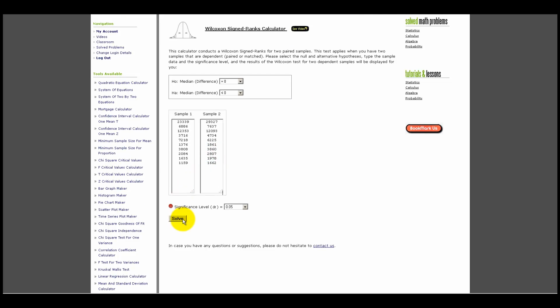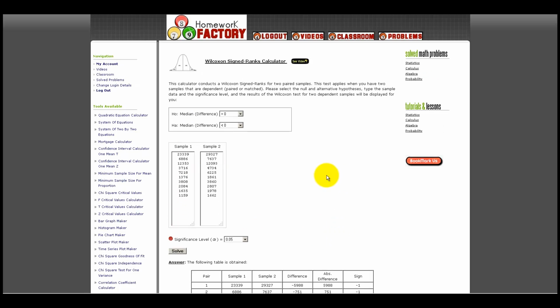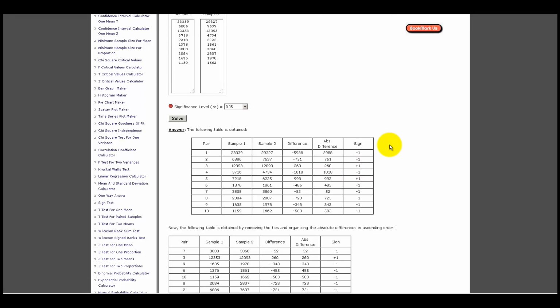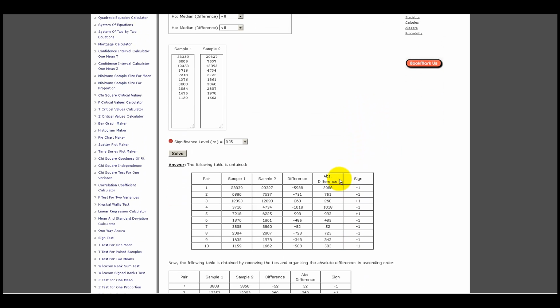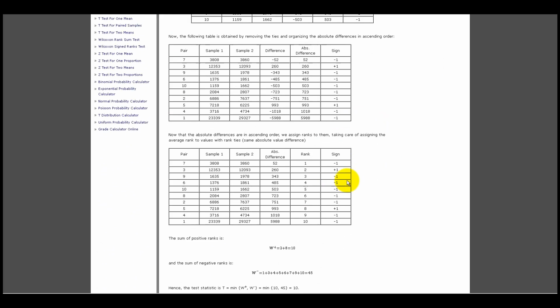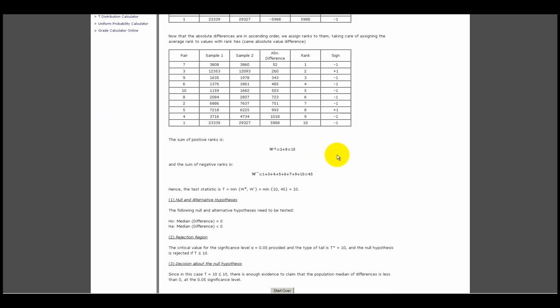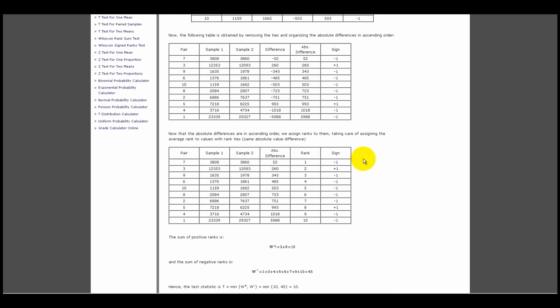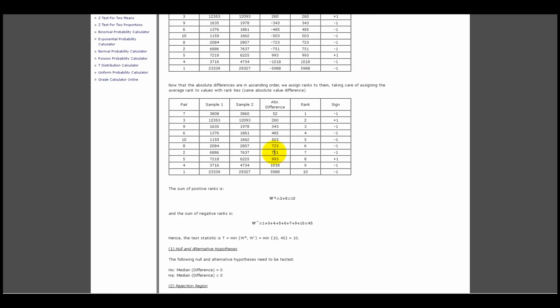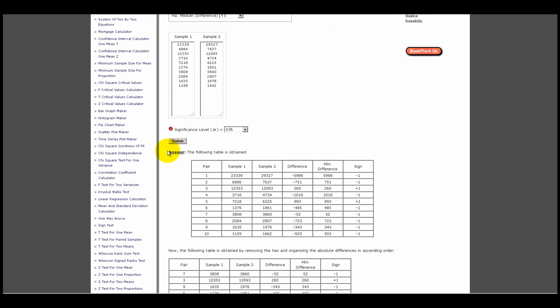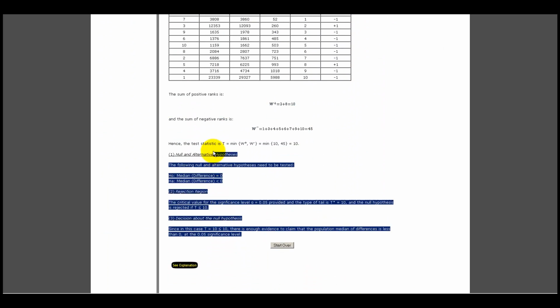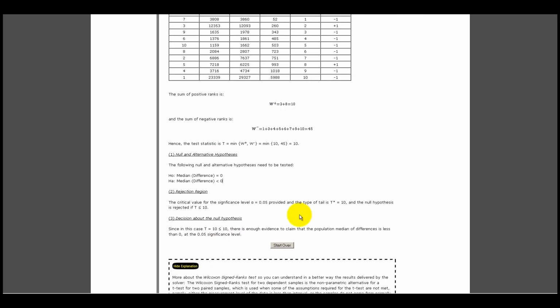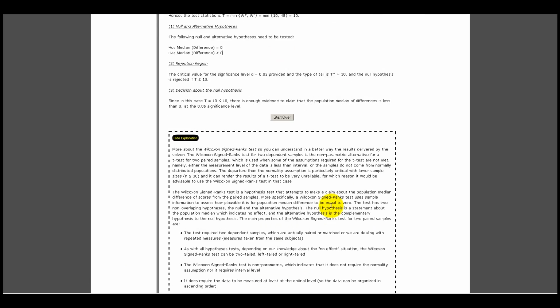And what we do just now is to click on solve, and here you have the signs, the signed ranks, and you just get this fully detailed answer. You can copy and you can paste it in Word. Okay, you can see an explanation of how the test works.